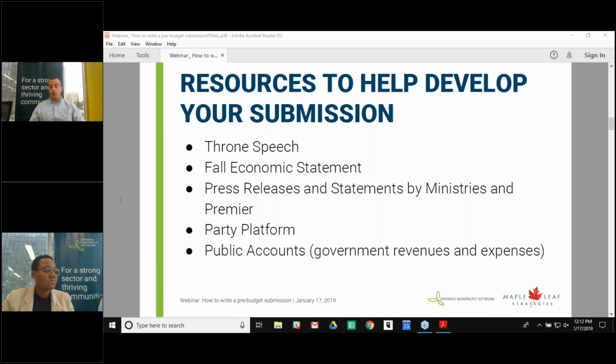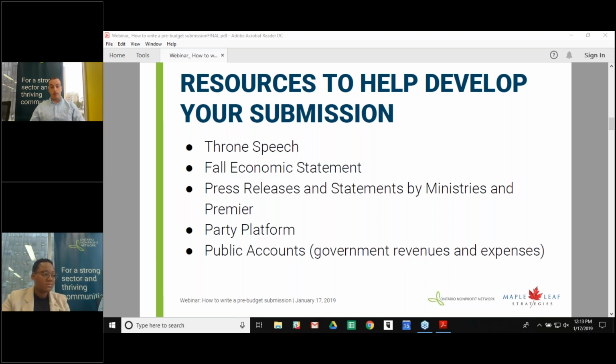Not always the case, but usually it is that in the case of this government, we are running a major deficit. We're going to be fiscally responsible. It doesn't mean we won't spend, but we're going to be cautious about how we release money. Press releases and statements by ministers are similarly important. I would also usually add mandate letters to that, but this government has chosen not to release their mandate letters, but always something worth considering.